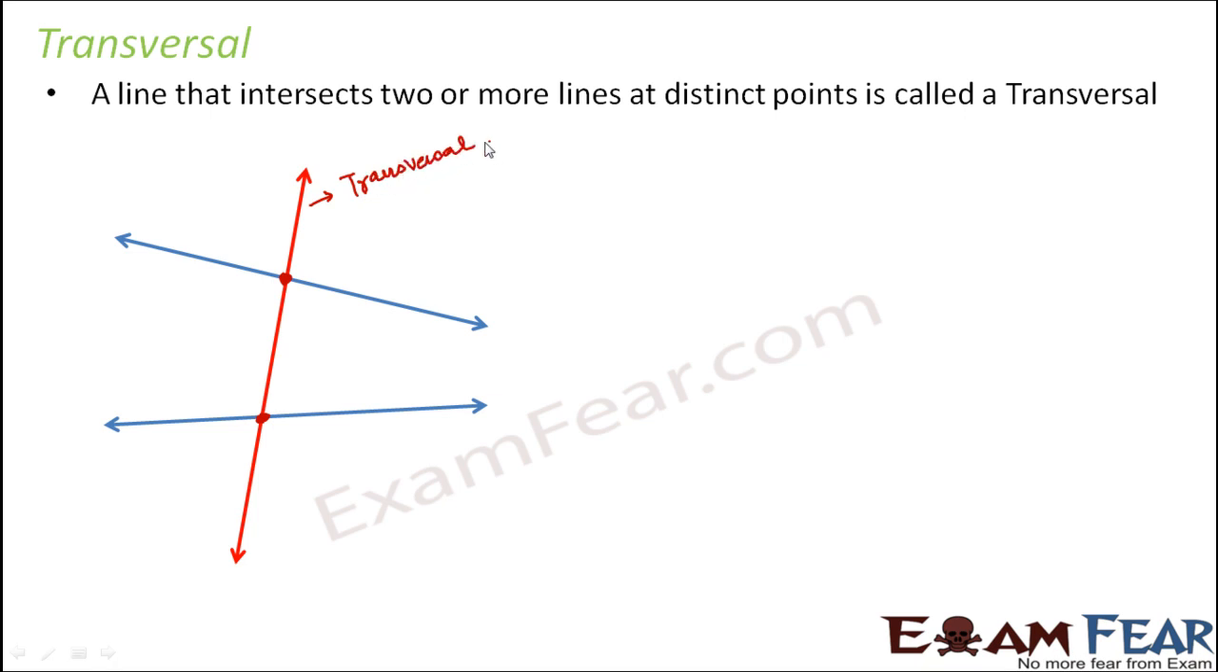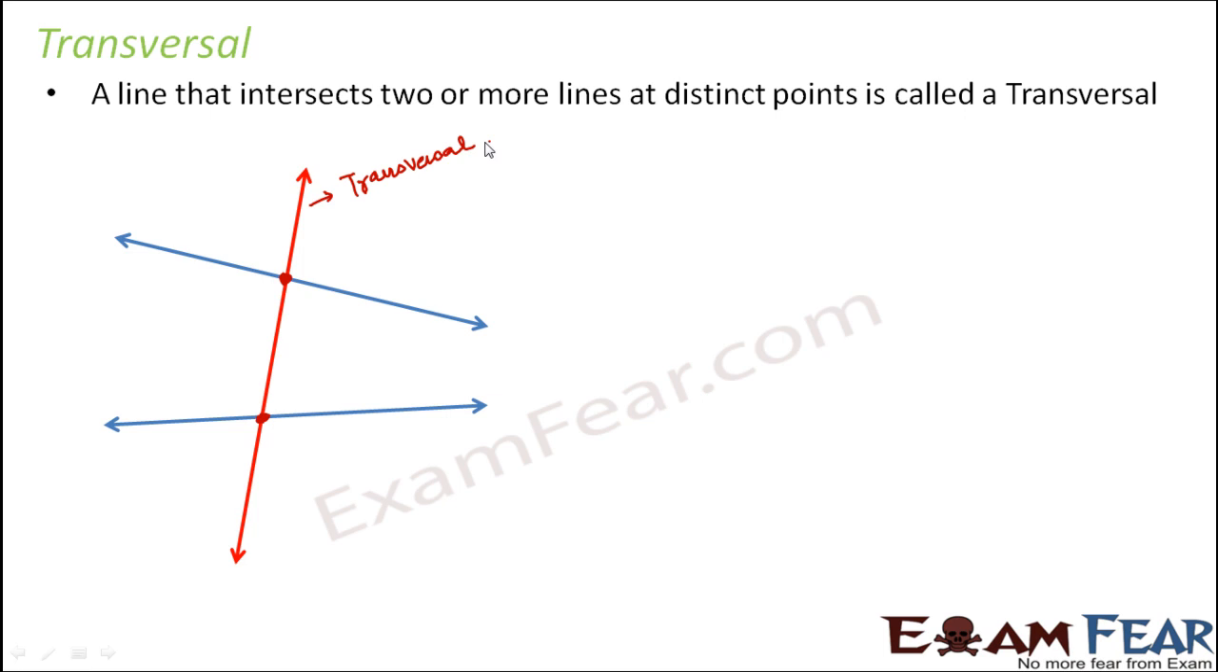Now a transversal does not necessarily intersect only two lines. It can intersect 2 lines, 3 lines, 5 lines, 10 lines, or even more than that. So basically a line that intersects multiple lines at distinct points is called a transversal.